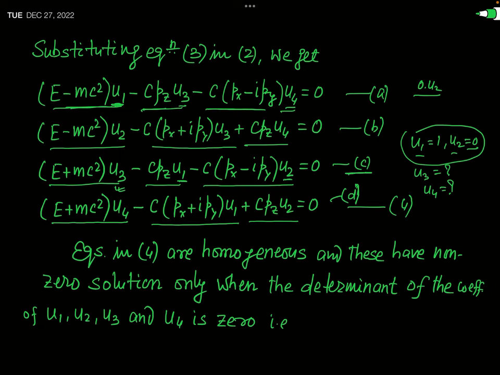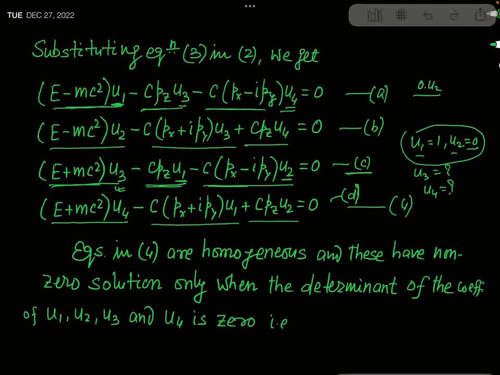So what we will do? At the place of u1, now we will write 1. At the place of u2, we will write 0. So this equation 4c will become what? This will be simply e plus mc square u3 minus cpz, and this third term will become 0. Okay, so cpz u1 will be equal to e plus mc square u3. Are you getting the things or not?